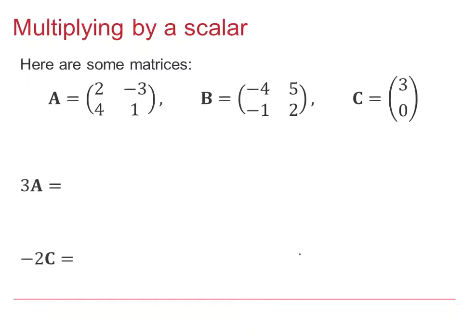We're allowed to multiply matrices by a scalar value, so 3 times A is 3 lots of 2, minus 3, 4, 1. And you just need to remember to multiply every element by the scalar value 3. So 2 times 3 is 6, 3 times minus 3 is minus 9, 3 times 4 is 12, and 3 times 1 is 3.